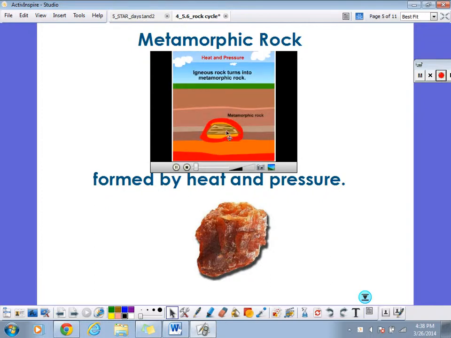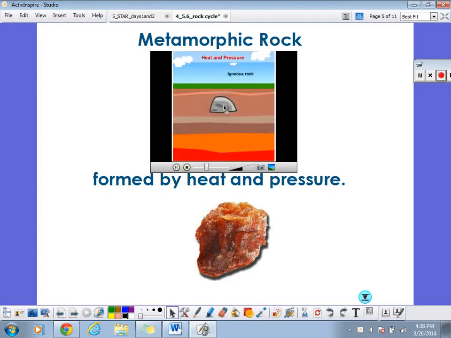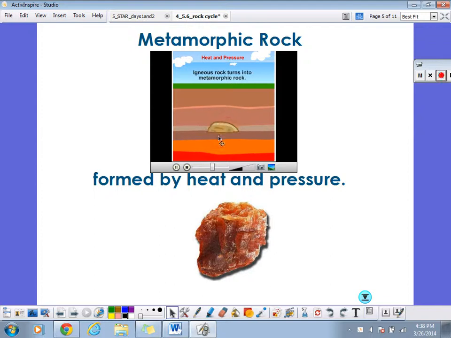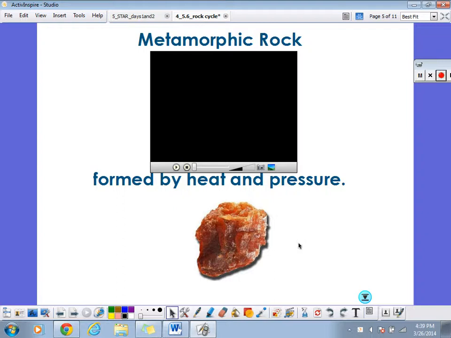So you see this rock in here? It's way underground. And underground that far, it is super hot. Watch, it gets pushed down. It's really hot down here. There's magma down here. It's super hot, and it's getting squeezed and cooked, basically. And it turns into a different type of rock. It turns into a metamorphic rock.